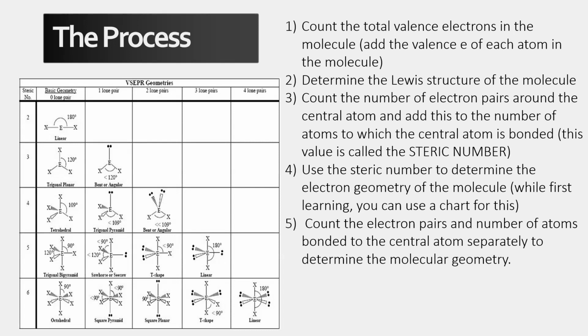Step 3 is to count the number of electron pairs around the central atom, and to add that to the number of atoms to which the central atom is bonded. That value is called the steric number.